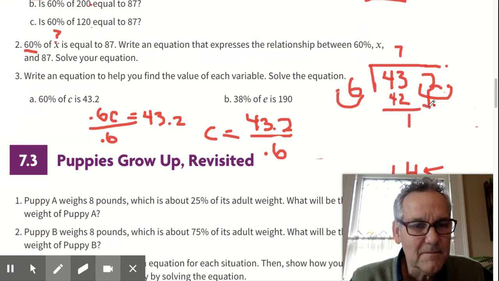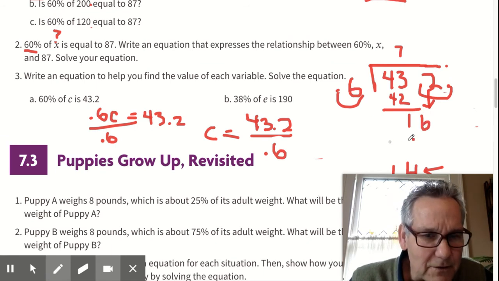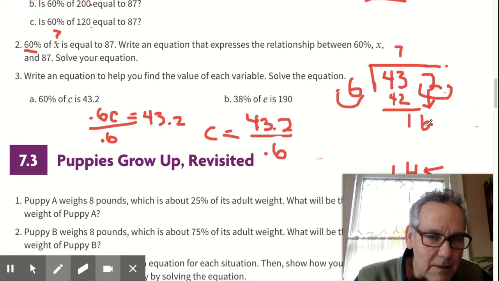And 6 can be subtracted from, what in the world am I doing, boys and girls? That's a 2. I put down a 6.